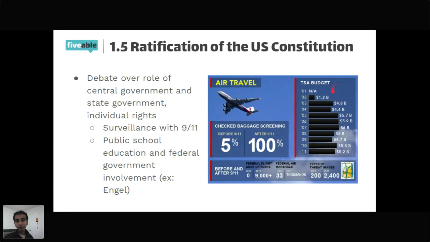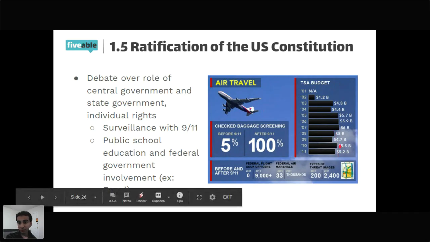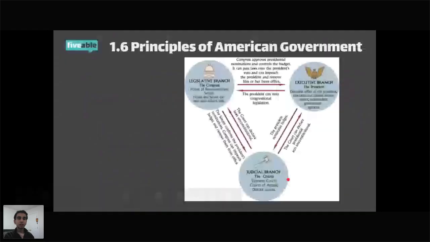In terms of the TSA budget, you can see in 2001, basically nothing, and you can see how much it increased throughout time. Again, before and after 9/11, you can see more, not really in terms of government related, but more statistics down here. Okay, so does anyone have any questions in terms of 1.5?